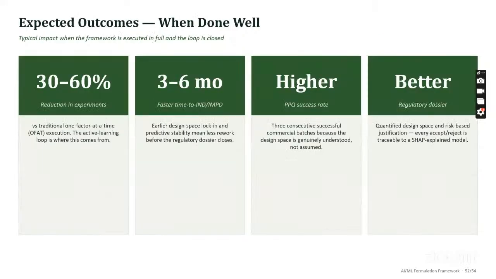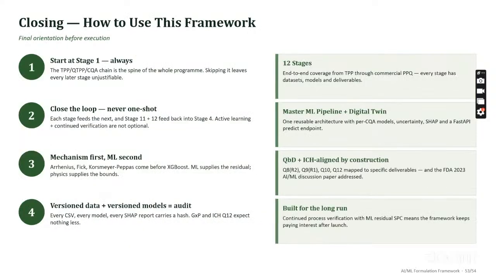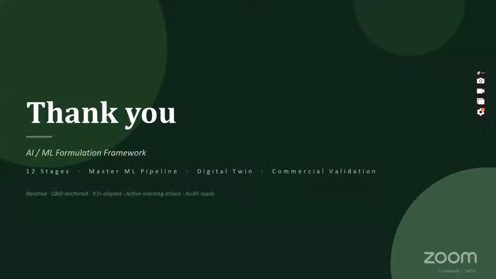Okay. So the expected outcome will be a 30 to 60% reduction in experiments, 3 to 6 months faster time to IND and IMPD, a higher PQ success rate, and better regulatory dossiers. So this is the formulation. Stage one is always a closed loop, never one shot: mechanisms first, ML second, and version data, version models. These are the 12 stages, so everything should be included to get good formulation results.